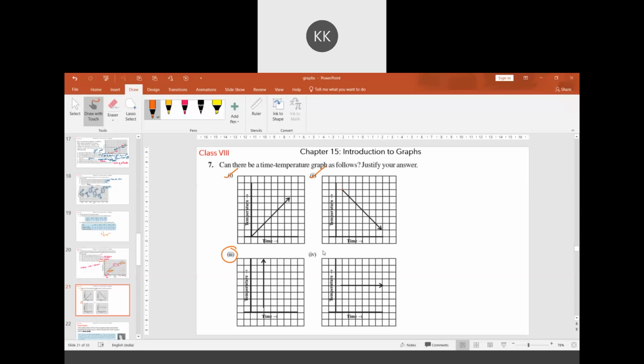Suppose I consider a time duration, say for example, 10 a.m. to 12 a.m. If there is an object placed at some particular place, the temperature of that object, if I am finding it, can remain constant during this time duration, isn't it? So the possibilities are there. It can be there.